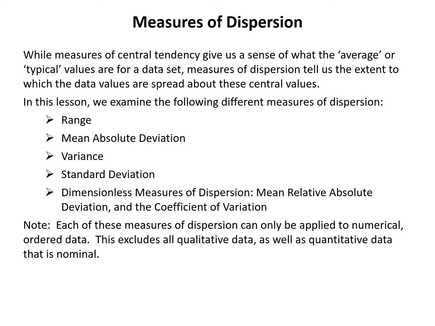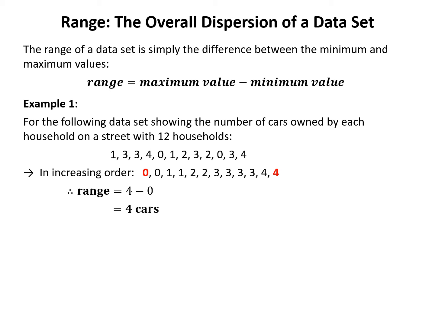So that means that all qualitative data, as well as quantitative data that's nominal, cannot have any of these measures of dispersion. The first measure of dispersion we'll look at is the range, which is the overall dispersion of a data set. The range of a data set is simply the difference between the minimum and maximum value. So range equals maximum value minus minimum value.